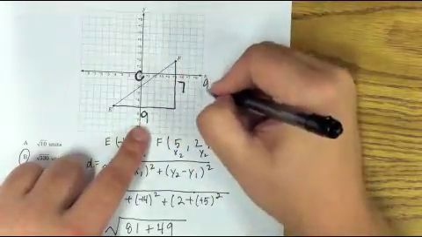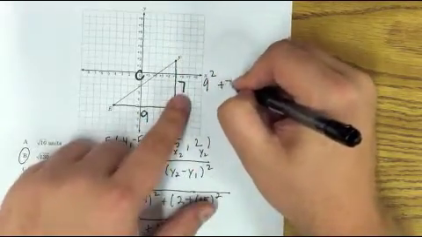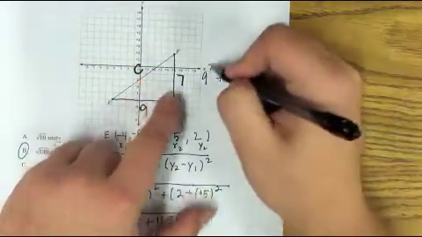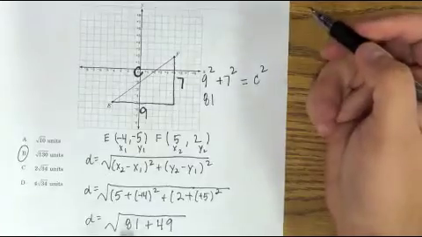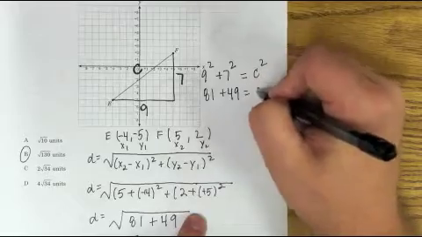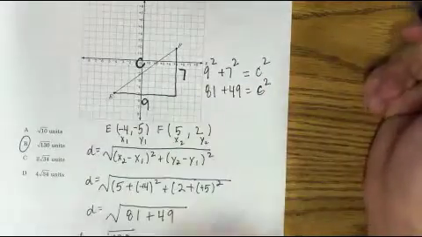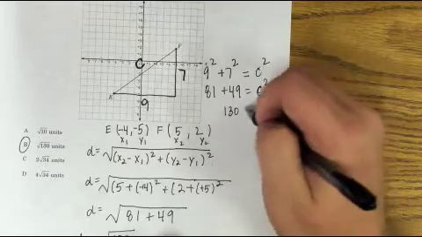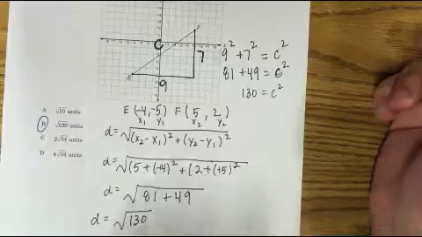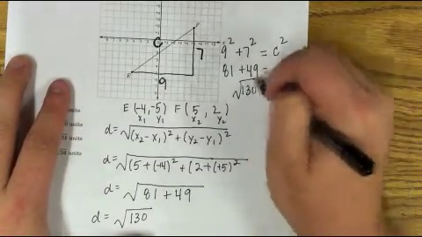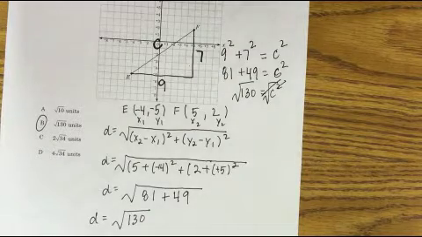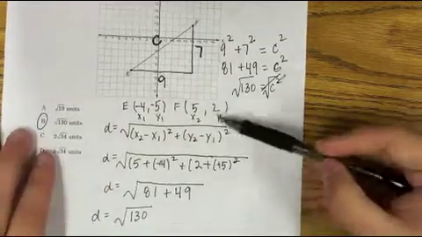So here we go. 9 squared plus 7 squared should be equal to C squared. 9 squared is 81. Hey, I'm starting to see some numbers here from when I actually did all the algebra. Plus 49 equals C squared. 81 plus 49 is 130. Is equal to C squared. But do we want C squared? No, we want plain old C. So I'm going to square root both sides. And you can see now that we get the square root of 130. Same thing that we got when we worked out the distance formula.